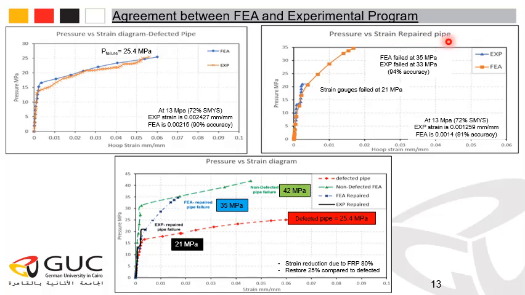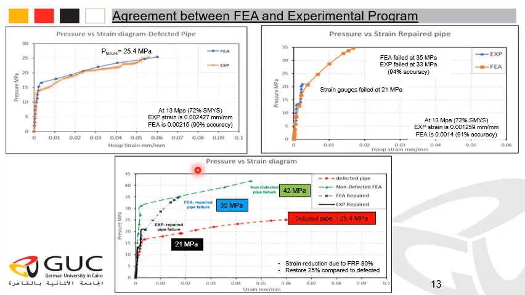Concerning the repaired pipe, the strain gauges failed at 21 MPa. That was according to the literature. However, he mentioned that the repaired pipe failed at 33 MPa, while my model failed at 35 MPa, and there is 91% accuracy in the achieved strain at 13 MPa, which corresponds to 72% of the specified minimum yield strength.